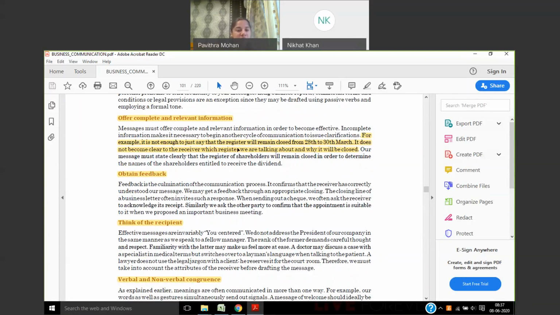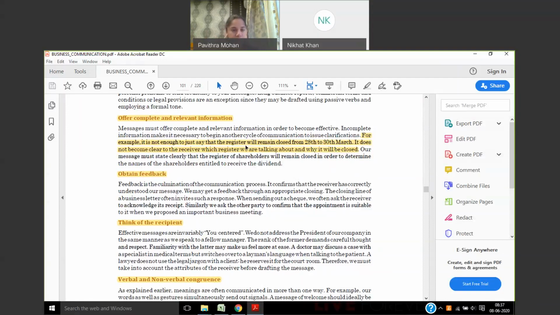It does not become clear to the receiver which register we are talking about and why it is being closed. So what are registers? We have a lot of registers in a company. In that, the shareholder register is one important document. The shareholder register will generally be closed in a public listed company, where shares are traded more often.